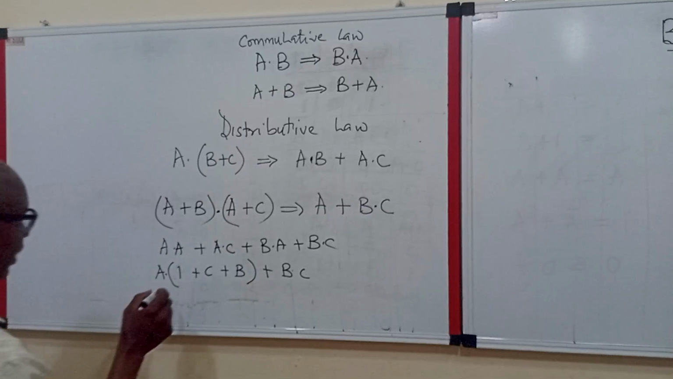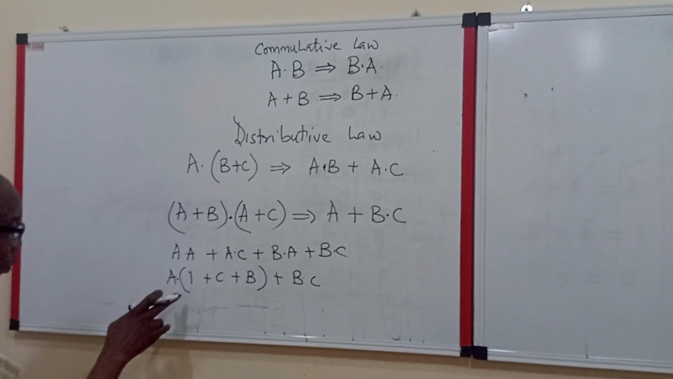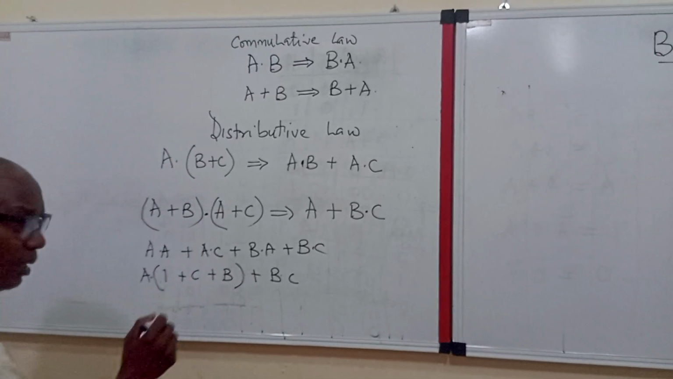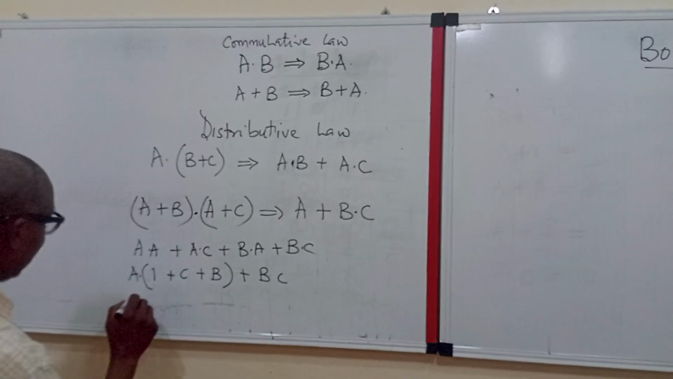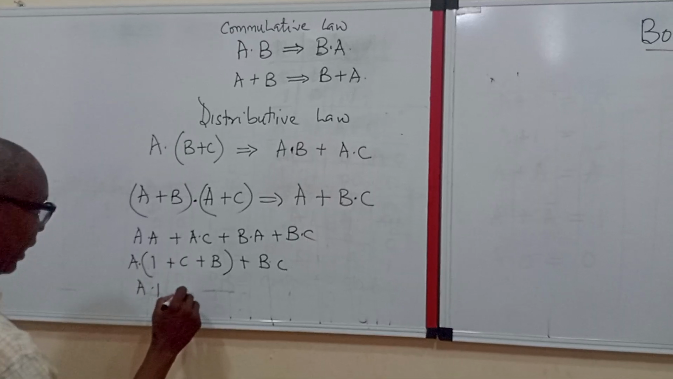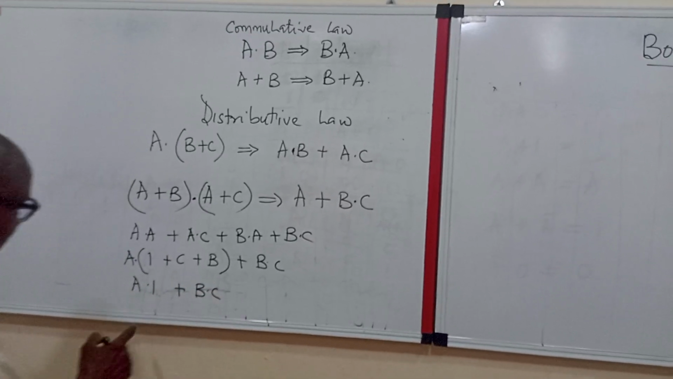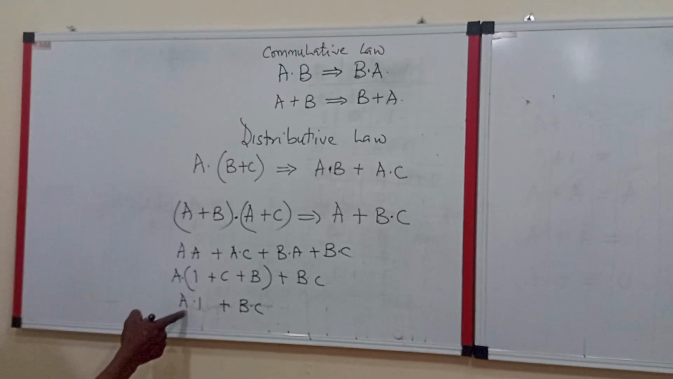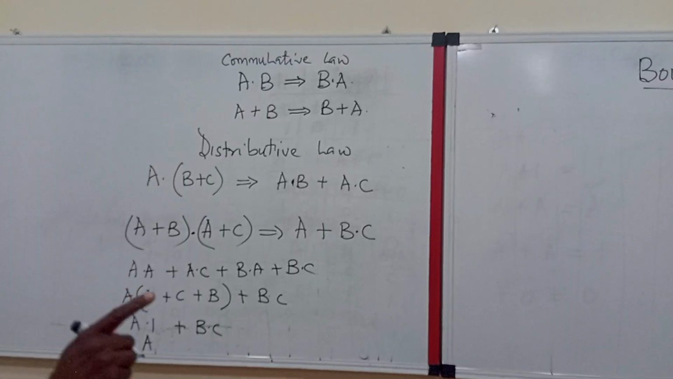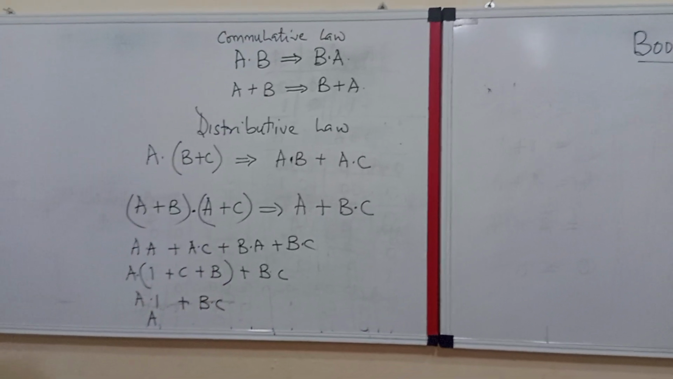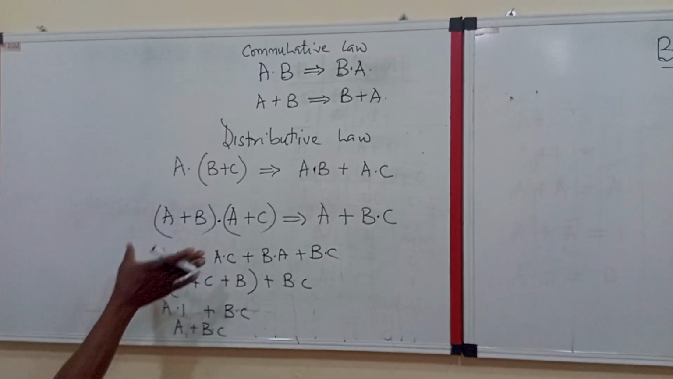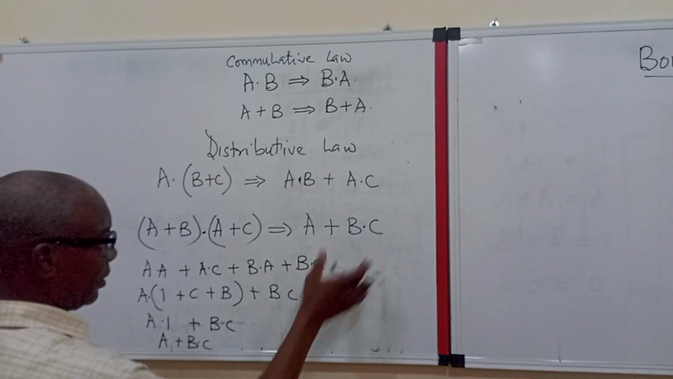Because it is an OR operator and we now have a 1 here, this expression will give us 1, which is A dot 1, which is A. So we now have plus B dot C. A dot 1 gives us A, from our findings in the first set that was proved. So we have A plus B dot C. This shows that this is equal to this.